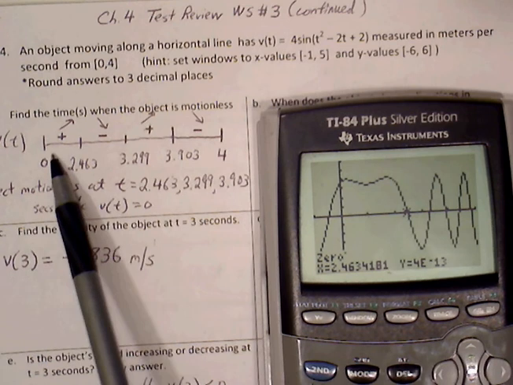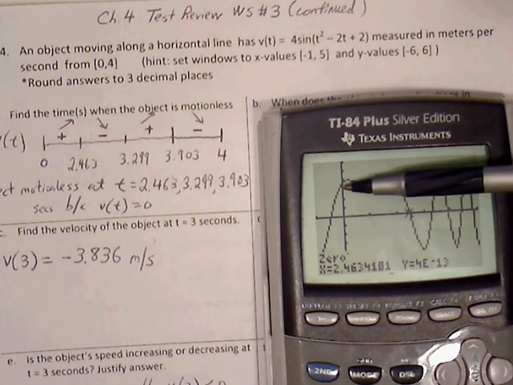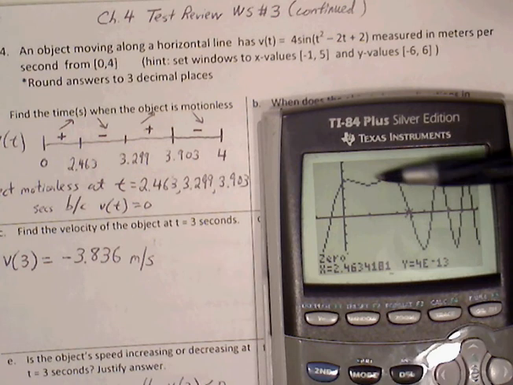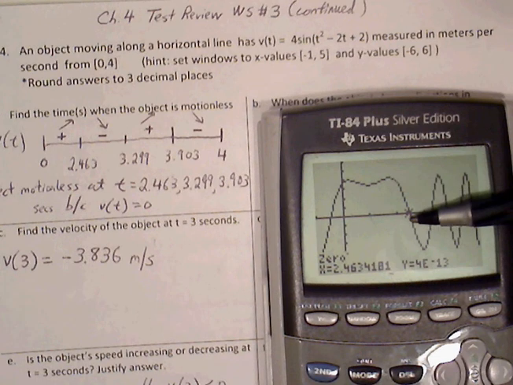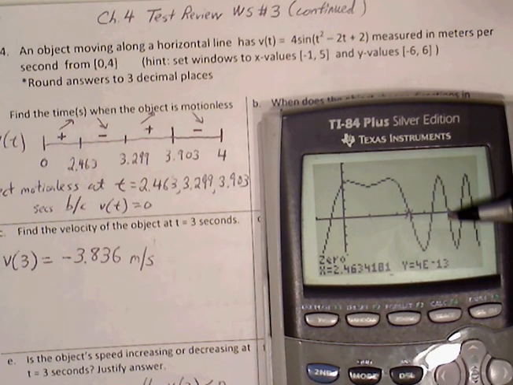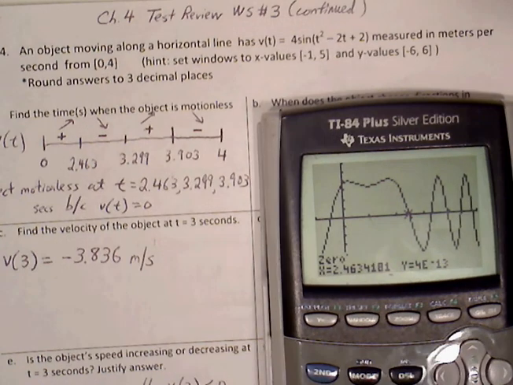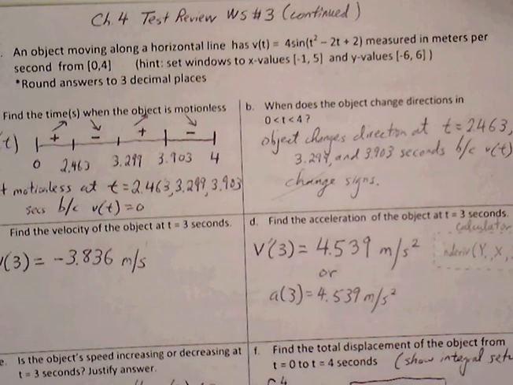We can also determine the direction by where the graph is. For the velocity function, this portion is above the axis, so we know positive velocity means that this object is moving to the right. Negative velocity, object moves to the left. Positive velocity, object moves to the right. And finally, negative velocity, object moving to the left. So we can demonstrate that on the sign line.